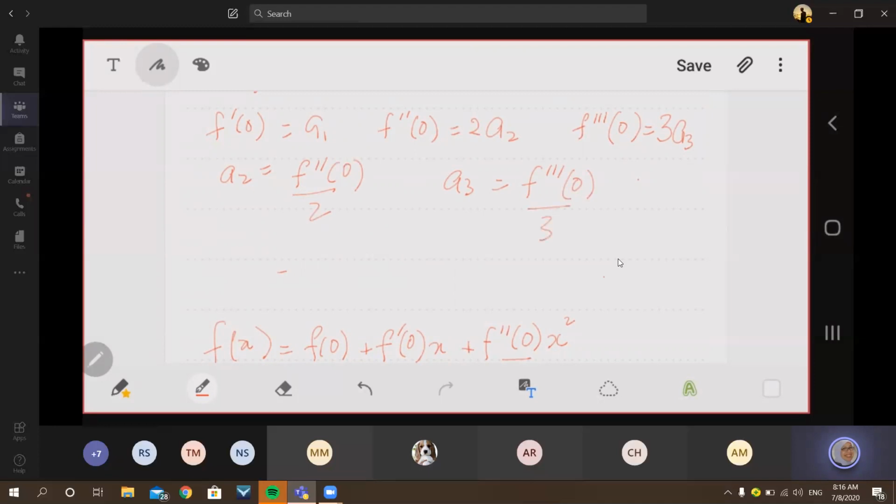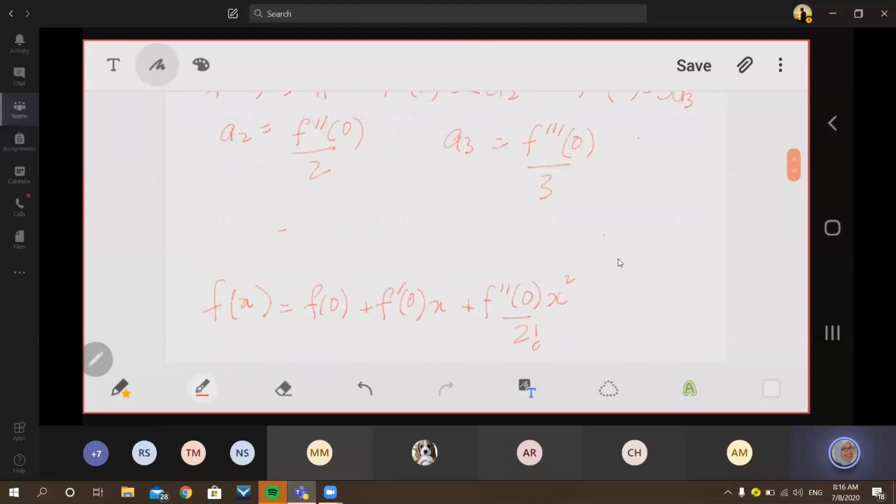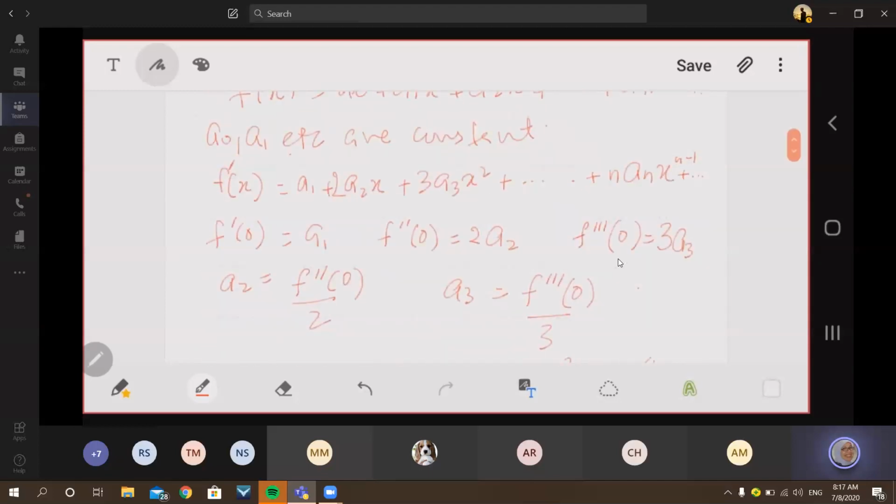Okay, so if you look at the expression just now, f of x is equal to a naught plus a1x plus a2x squared plus a3x cubed plus a4x to the 4, etc. So what can you see from here? a naught is going to be f of 0. And what is a1? a1 is f prime of 0.